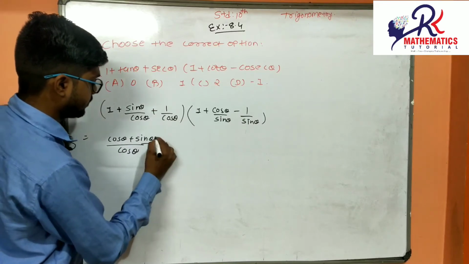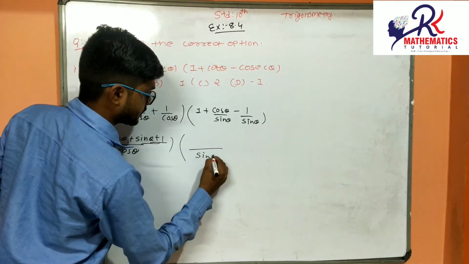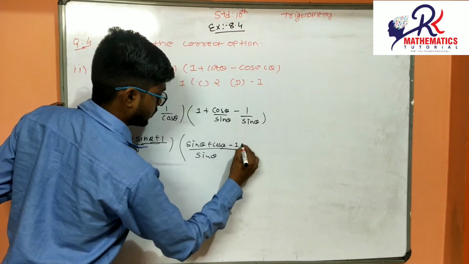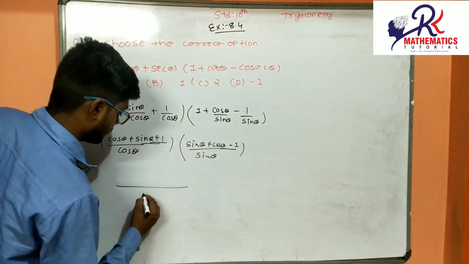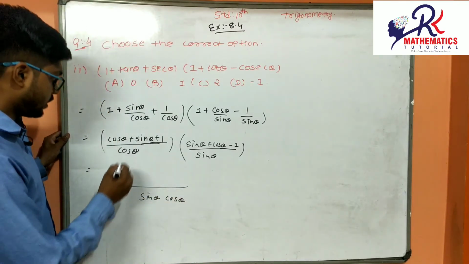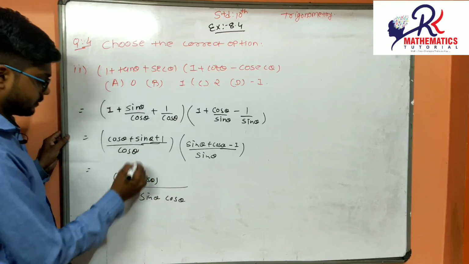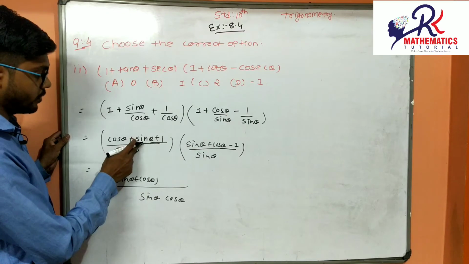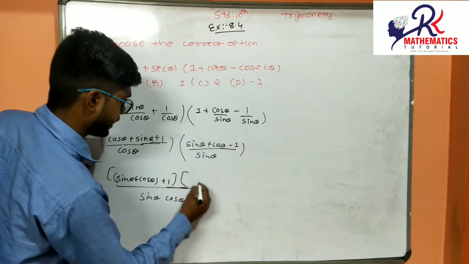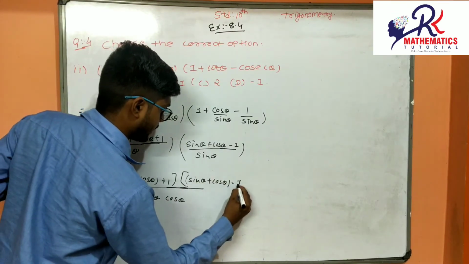So here we have to multiply cos theta. The sin theta will be the same, plus 1. Now for the second, sin theta will be the LCM. So it is sin theta plus cos theta minus 1, over sin theta into cos theta. Here we can write sin theta plus cos theta together, and since it is plus, we can apply the commutative property, plus 1. This is our first bracket. Now for the second bracket we can write sin theta plus cos theta in one bracket, and minus 1.